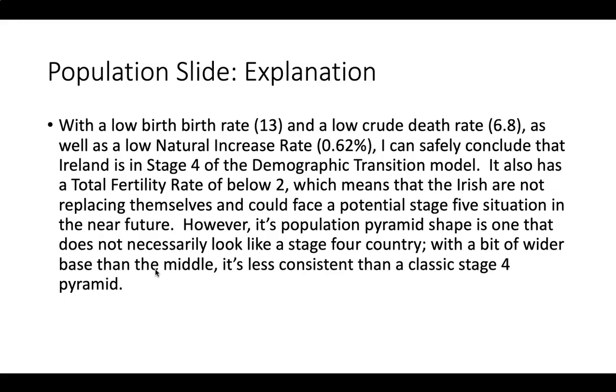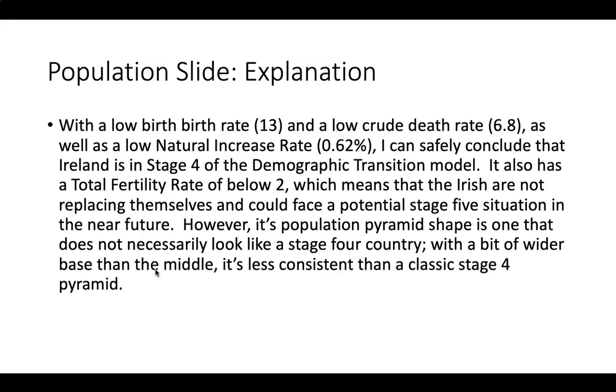With explanation slides. So I said that we have a low birth rate, which is 13, and a low death rate, which is 6.8, almost 7. We have therefore come up with a low natural increase rate of 0.6%. So when you have a low birth rate and you have a low death rate, you are a stage 4 country, right? So I can safely conclude that it is a stage 4 country on the demographic transition model.